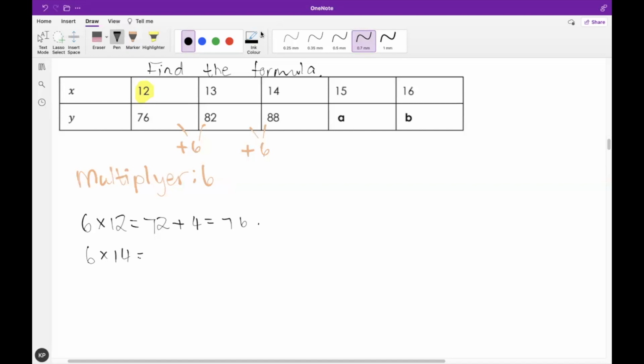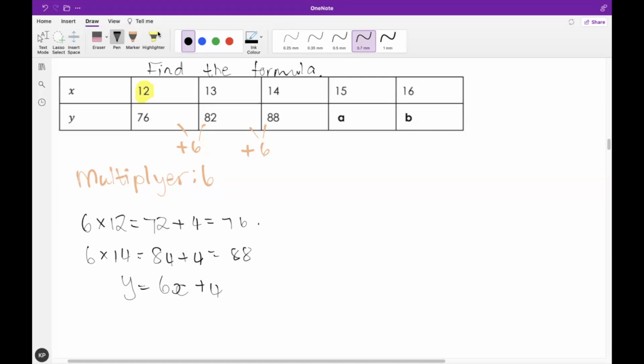Six times 14 is 84. And if I add 4, I get 88. Is that my desired outcome? Yes, so then my formula is y is equal to, I saw someone posted it in the chat saying, Annie, thank you, 6x plus 4.